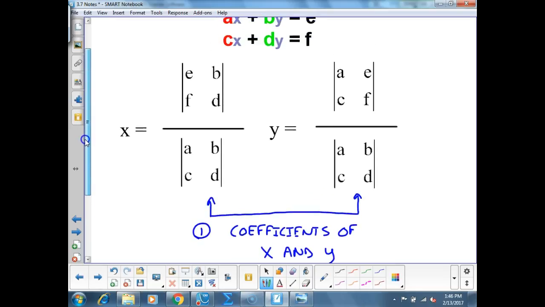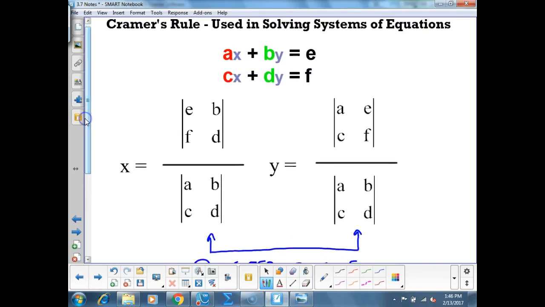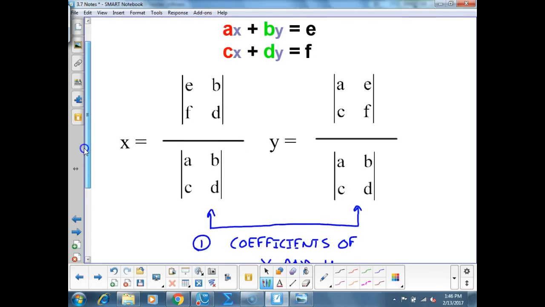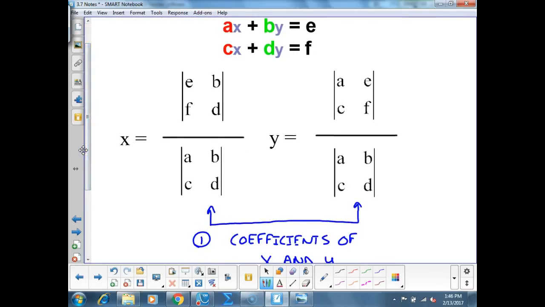Actually, I forgot one thing before that. Make sure you line up your equations first. X's, Y's, equals numbers. Get them all lined up in order. Then those down here are just A, B, C, and D. So we find those straight off of the coefficients of X and Y.